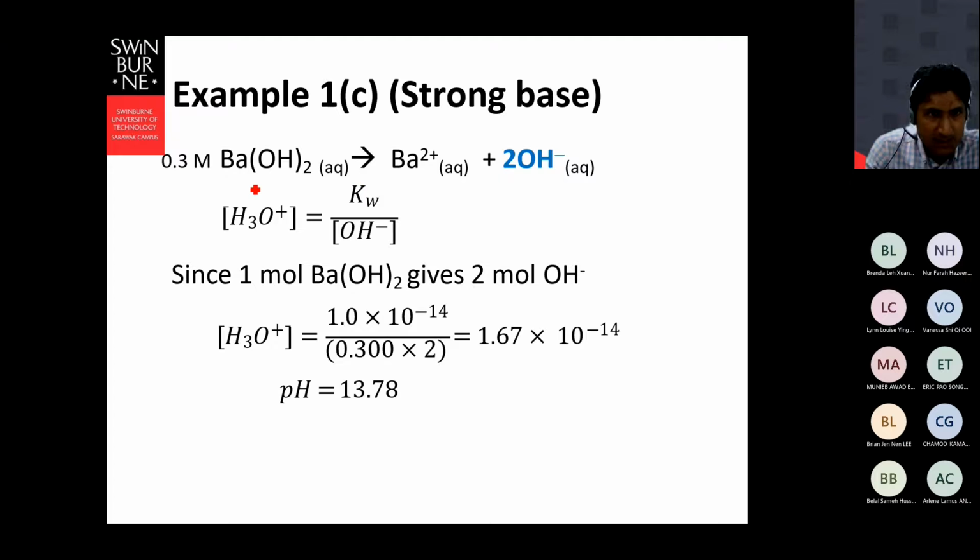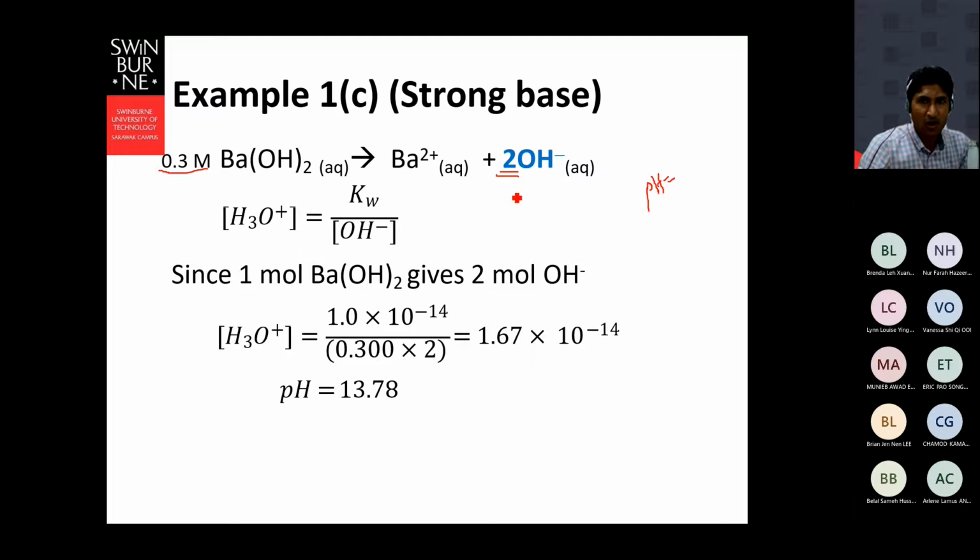Barium hydroxide, however, has a stoichiometric ratio of 1:2, so barium is 1 and hydroxyl ion is 2, right? For 1 mole of barium hydroxide, 2 moles of hydroxyl ion will be produced. So from there, how do we know the hydroxyl ion concentration? Because it is given that it is 0.3 molar barium hydroxide. So from here we have to find the pH, right?